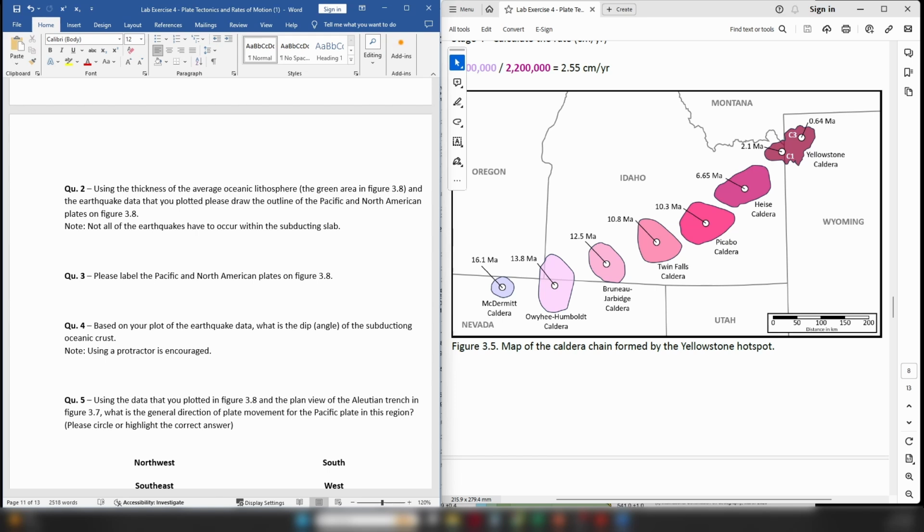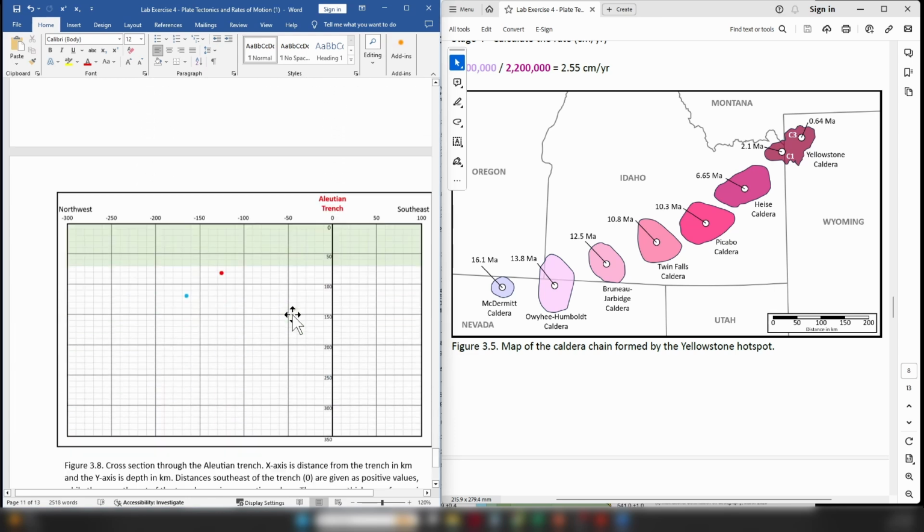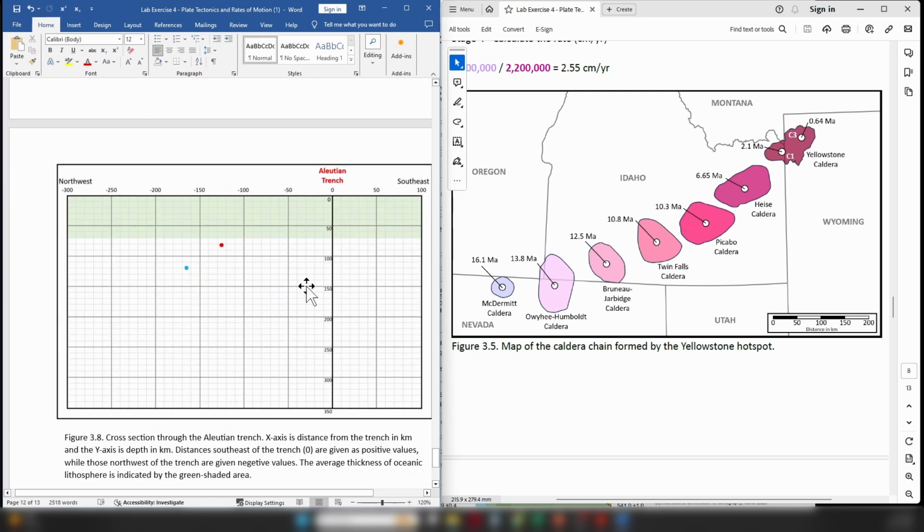Relatively straightforward. So for question 4, based on your plot of the earthquake data, what is the dip angle of the subducting oceanic crust? Subducting spelt incorrectly there, please ignore that. So what's going to happen is when you plot the data, it's obviously going to show a piece of crust going down into the mantle at an angle. It could be coming down in this direction, it could be coming down in this direction, it could be dropping very, very steeply, or it could be very, very shallow. All right, you won't know until you plot the data.